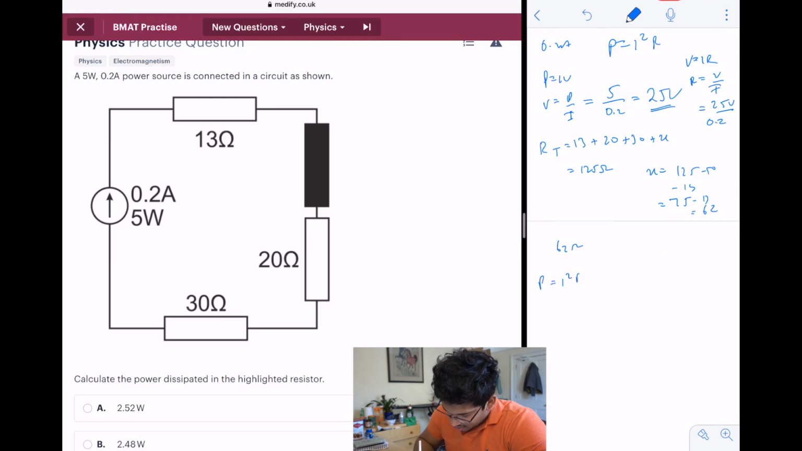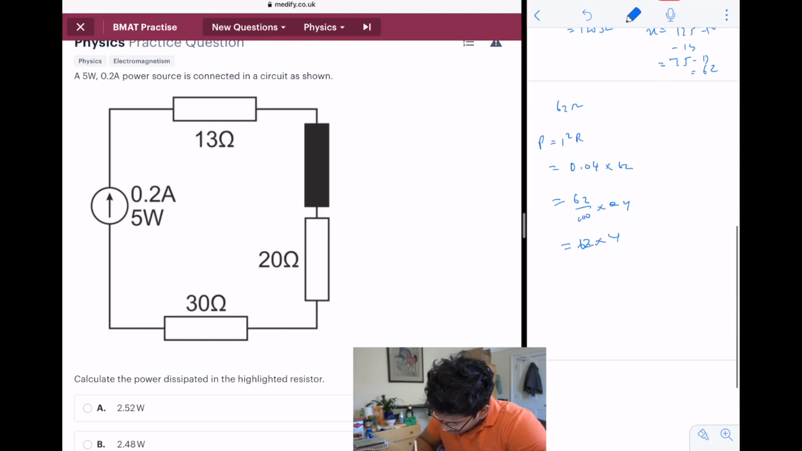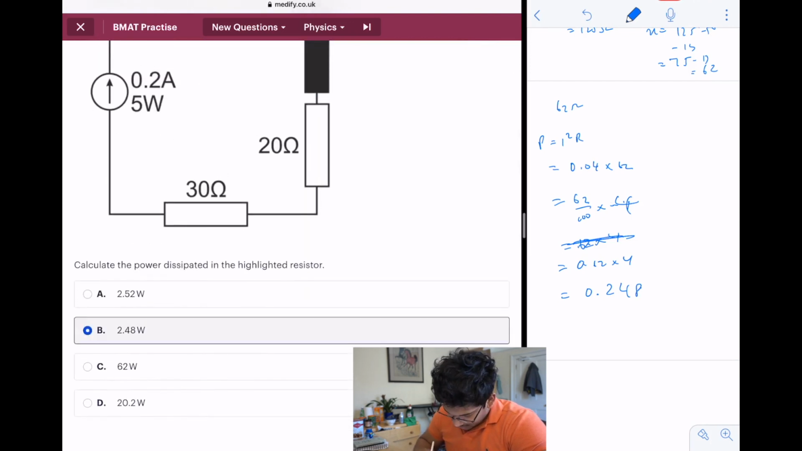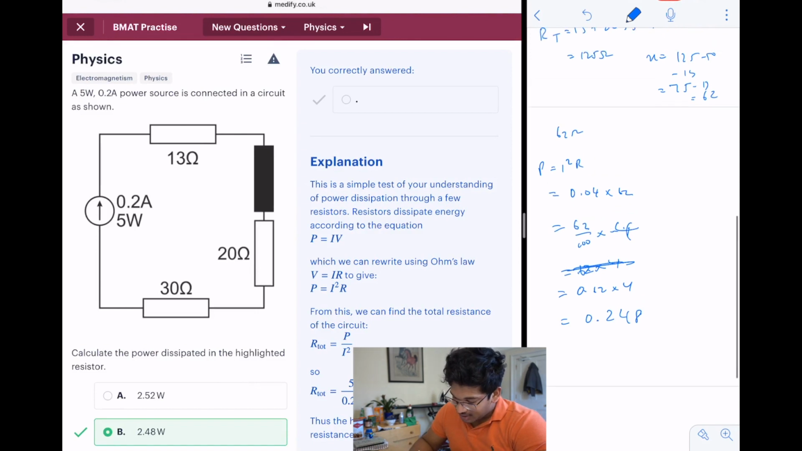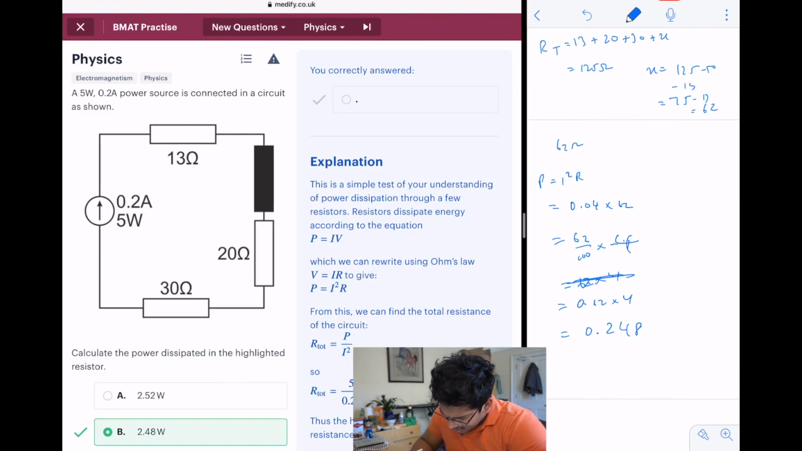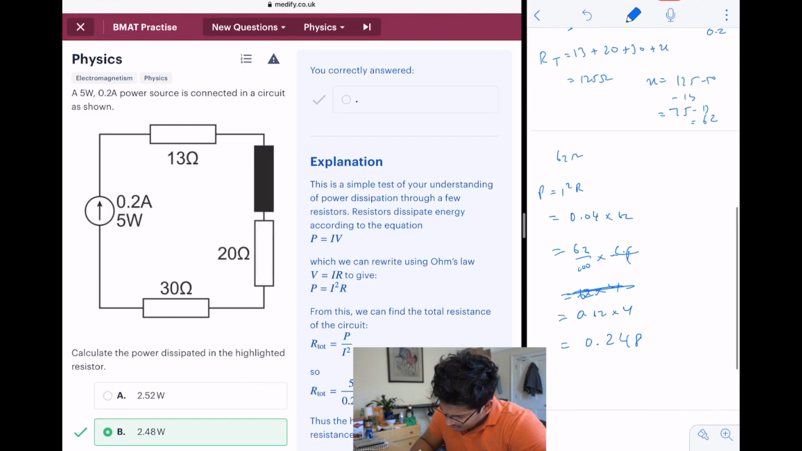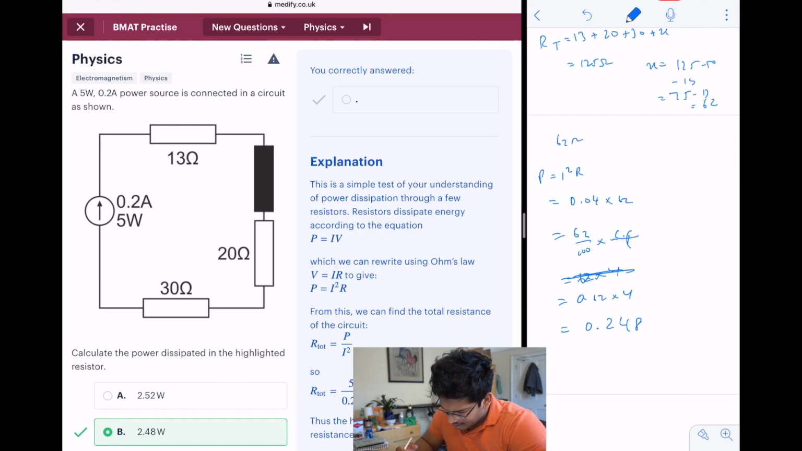So P equals I squared R, which is equal to I squared is 0.2, so 0.04 times 62, which is equal to 0.62 times 4, which is equal to 0.248. But this one, my powers are wrong. Fair enough. Let me just quickly check what happened there. So I squared R is 0.04, the resistance is 62, so I made a small mistake somewhere there, because clearly, as you can see, my decimals were a tad off.